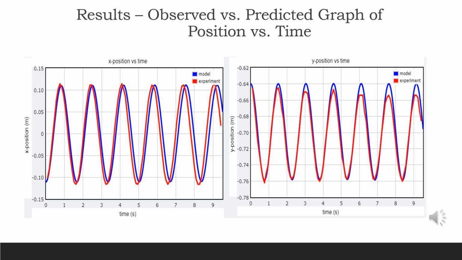For the y position versus time graph, the data lines up pretty well except at the maximums and minimums. This could have happened if I overpredicted the initial displacement in the y direction.